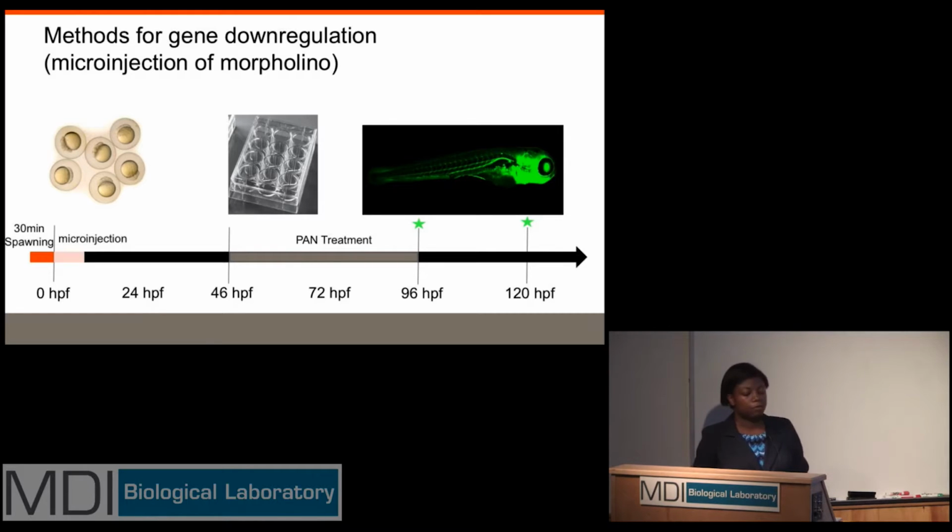So in order to further explore the PAN effect on the Mitf transcription factor, we performed our microinjection on our AB fish. In order to do this, we would still spawn for 30 minutes, but after the spawning, we would microinject the embryos with a Mitf morpholino or a control morpholino. The treatment period would still occur from 46 to 96 hours post-fertilization, and this time we would take pictures only at 96 and 120 hours post-fertilization.